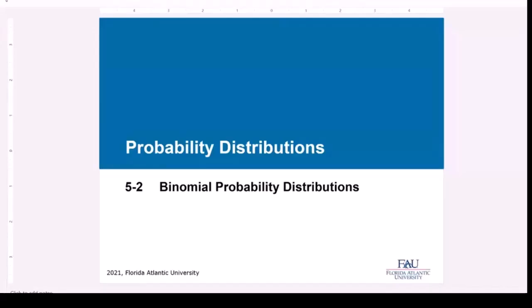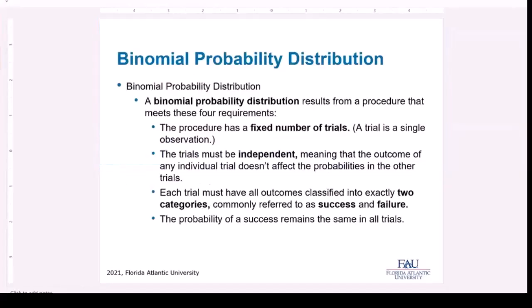5-2 binomial probability distributions. A binomial probability distribution results from a procedure that meets these 4 requirements. The procedure has a fixed number of trials. The trials must be independent, meaning that the outcome of any individual trial does not affect the probability in the other trials. Each trial must have all outcomes classified into exactly 2 categories: success or failure.